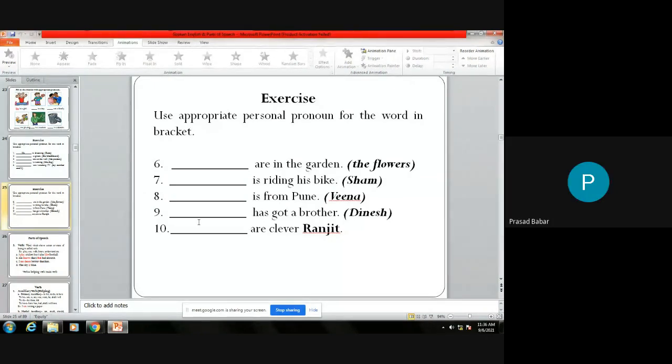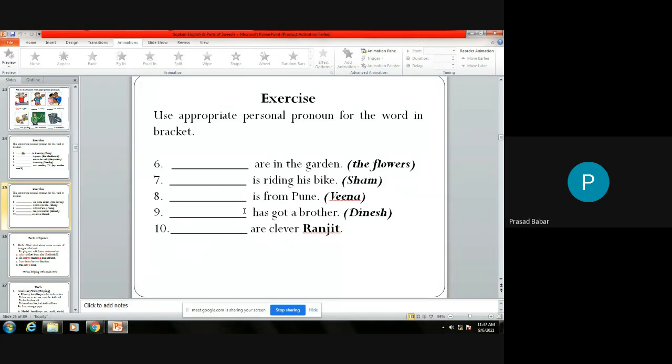Veena is from Pune. She. She is from Pune. Dinesh has got a brother. He. He has got a brother. Ranjit is clever. He. He is clever. Very good.